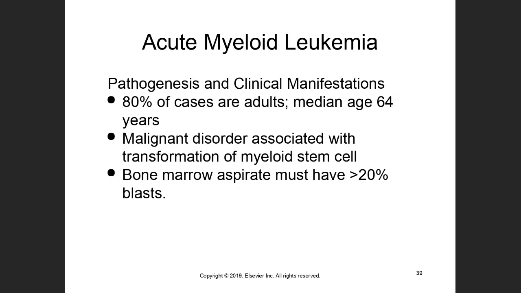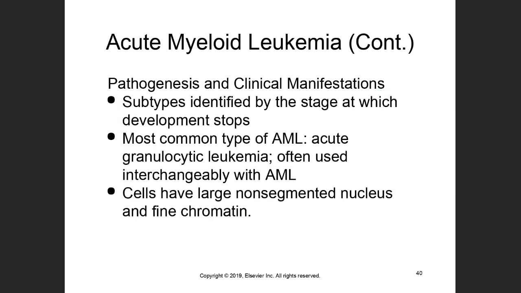Now we have acute myelocytic leukemia. In acute myelocytic leukemia, the age is around this. Remember the previous one 50 to 60, and this one, I mean 40 to 50, and this one is around 64, okay? Bone marrow aspiration must have 20% blast. That's extremely important, okay? Because that's the characteristic of the acute leukemias.